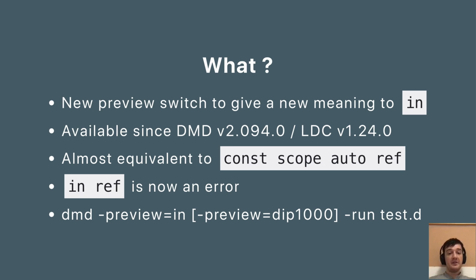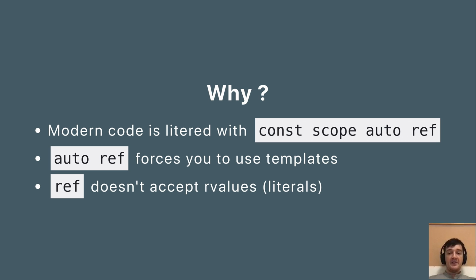So if you want to use this preview switch, it's as simple as throwing -preview=in to DMD or LDC. And I recommend to use it in combination with the DIP 1000 preview. Otherwise, scope violations won't always be diagnosed. Scope violation relies on DIP 1000. So why this change? Well, many of our, if not most of our parameters are const scope.